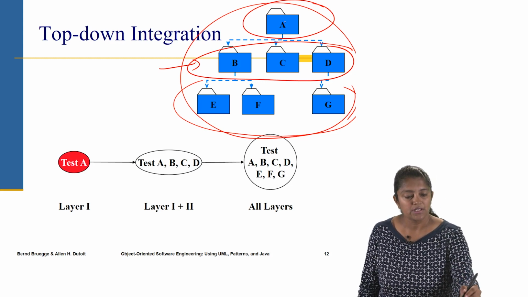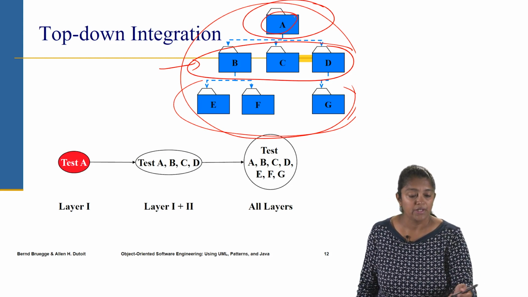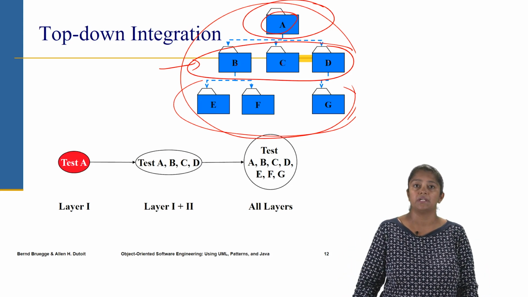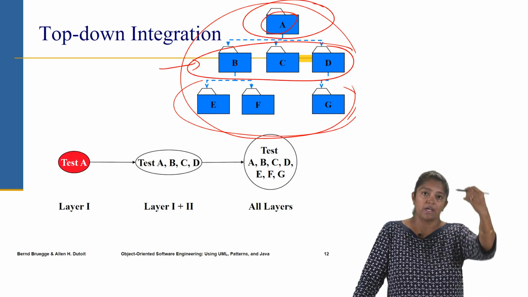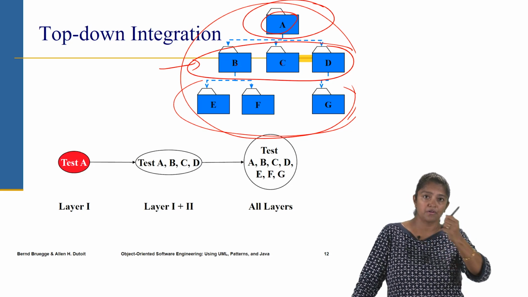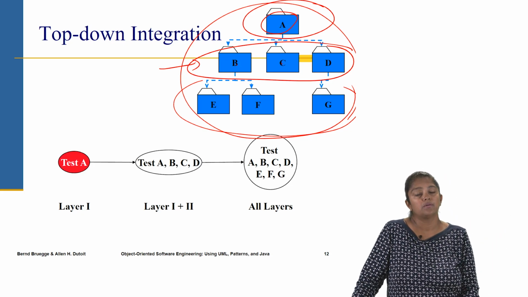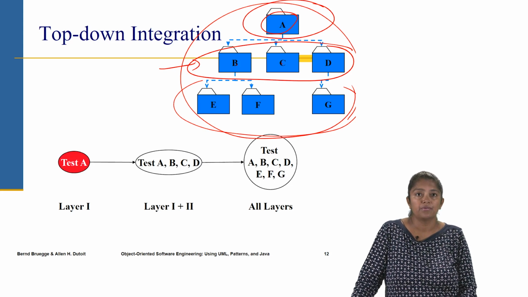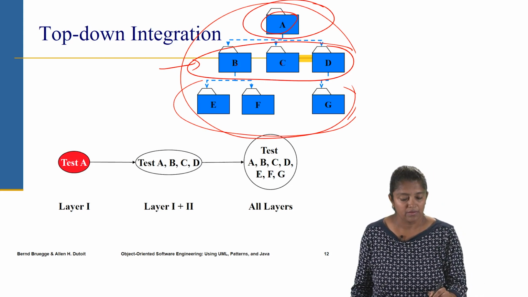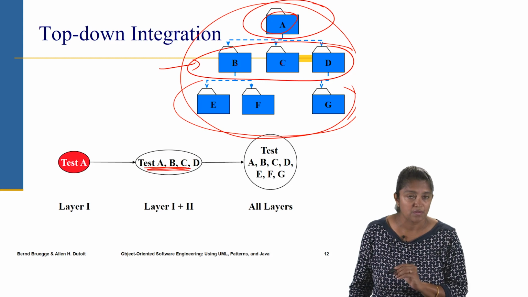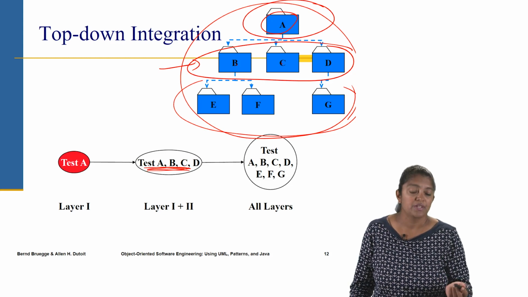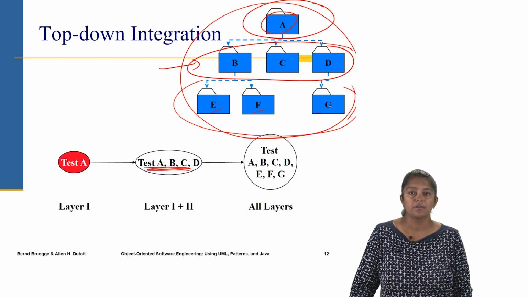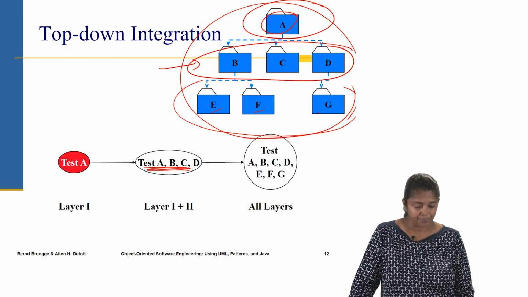So here, when we're testing A individually, we need stubs to mimic whatever services B, C, and D were providing to A. So A is probably making some kind of function calls to B, C, and D to fetch some data or some information. So that needs to be mimicked through stubs. Similarly, when we are dealing with the subsystem A, B, C, D, some information is probably needed from E, F, or G. So that needs to be mimicked through stubs.